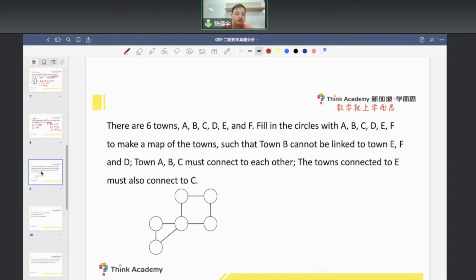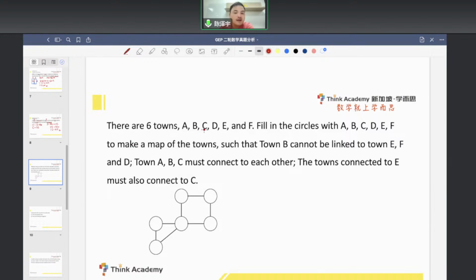Now let's look at the next question. This question is slightly difficult. It's testing you a bit on your logical reasoning. Okay, let's read the question. It's slightly long. We will digest it slowly.